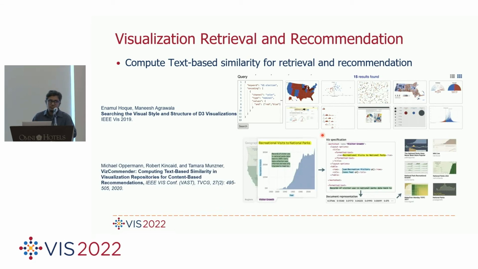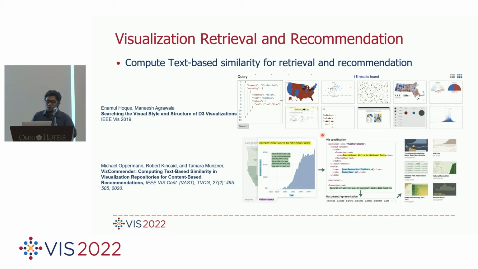Another example is visualization recommendation system. For example, this is a paper from VIS 2020 where the authors have applied the textual metadata of the visualization and used that to compute the similarity among the visualizations to create recommendations.